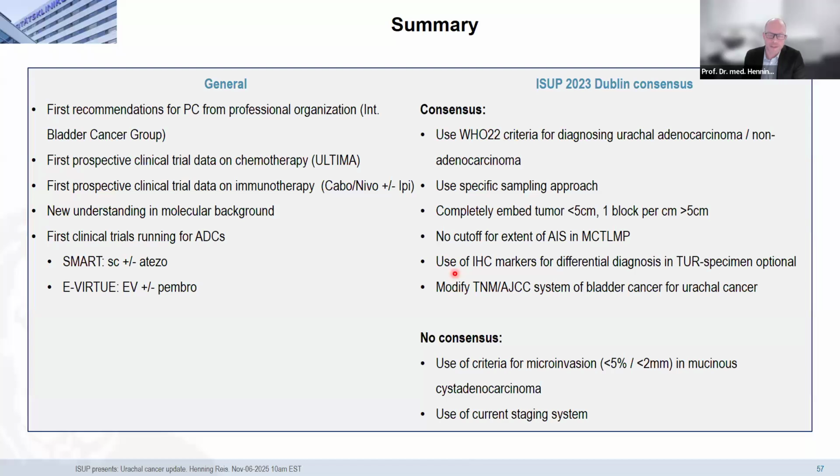through the urachal cancer updates, and I hope you enjoyed it and we have a good discussion afterwards.